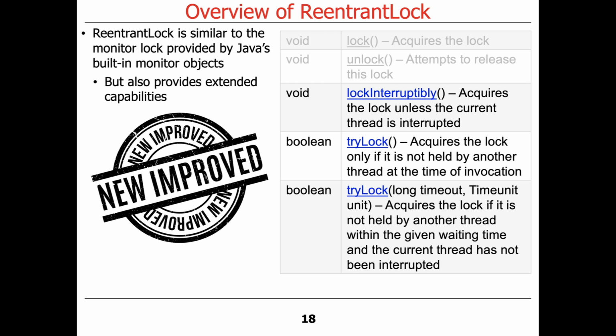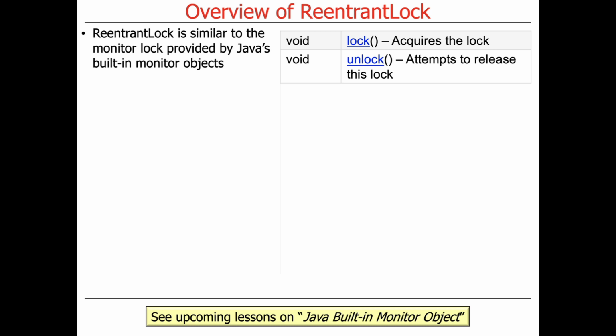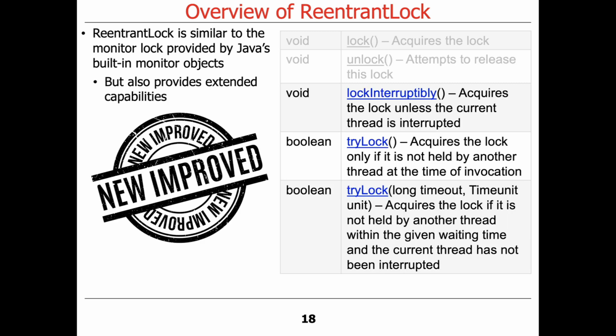Now, as you might infer from the name lock interruptibly, that means that lock by default is going to be uninterruptible. So by default, when you call lock, it will block until you get the lock. It will not be interrupted. But lock interruptibly allows the thread that's waiting for the acquisition of that lock to be interrupted through the interrupt method that we've talked about before. And we'll talk about that again more later.